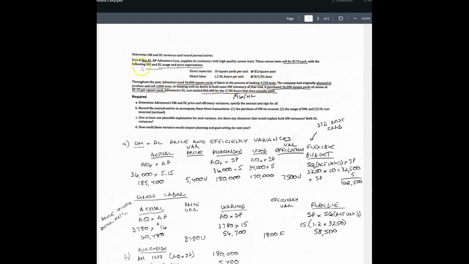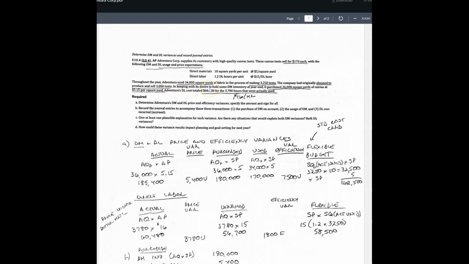So remember to be careful when you've got information like this in the paragraph. You might want to make a little table on the side and put down your facts, so you really have them down. They originally planned to produce and sell 3,000 tents. Okay, so you can see they made 3,250, but the budget was for 3,000.